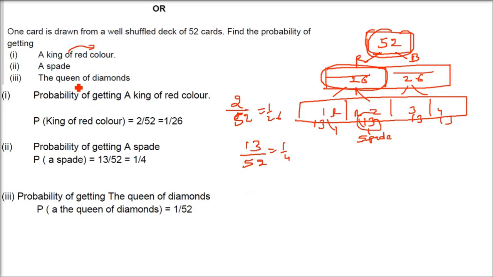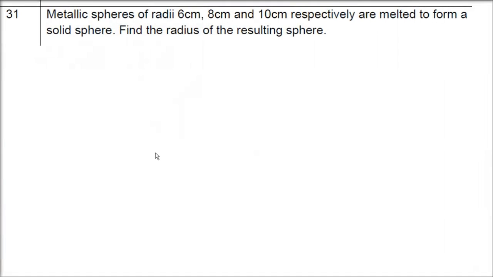Coming to the queen of diamonds. Diamonds is one more partition and one queen will be there. As I said, these 52 cards are divided into 4 parts, and everyone will have their own king and queen. So only one queen will come and in all there are 52. So 1 by 52 is the answer.